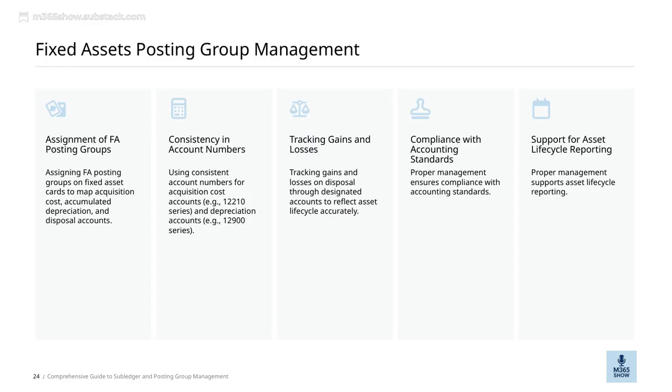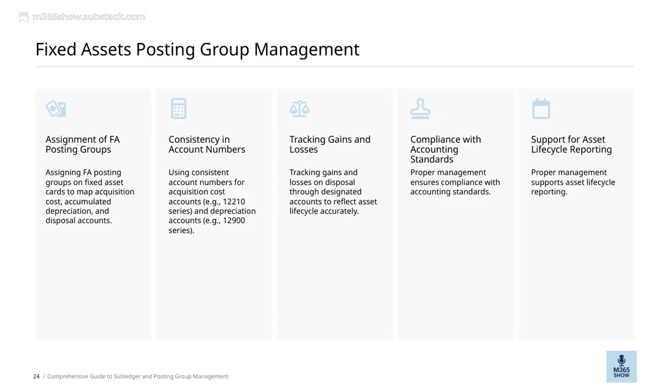Supporting asset lifecycle reporting means we track gains and losses on disposal through designated accounts. This way, we can see exactly how assets are performing and when they are disposed of, giving us a precise picture of our asset management. To do this effectively, we need to be consistent with our account numbers, using, for example, the 12,210 series for acquisition costs and the 12,900 series for depreciation accounts. Consistency in account numbers helps us maintain clarity and accuracy across our records.